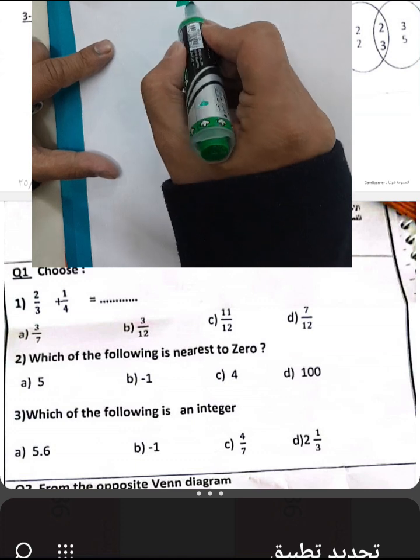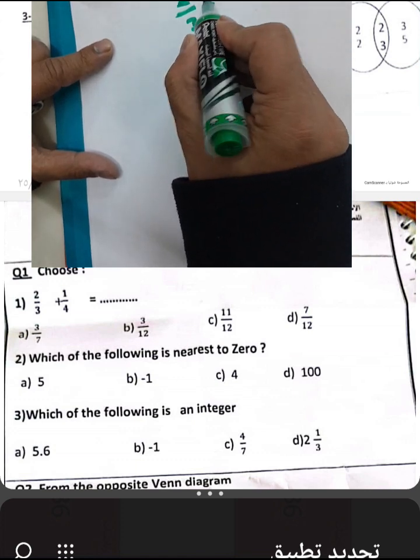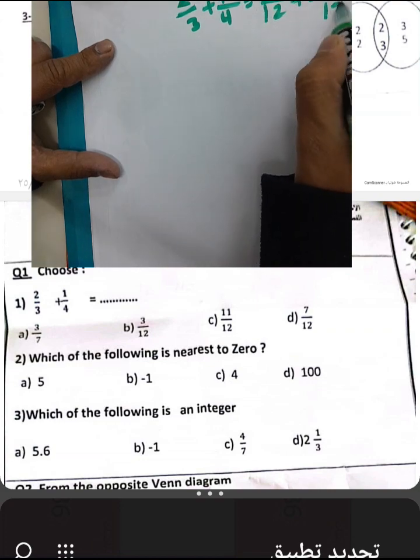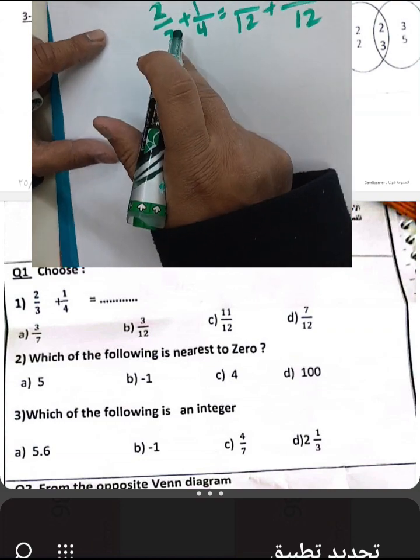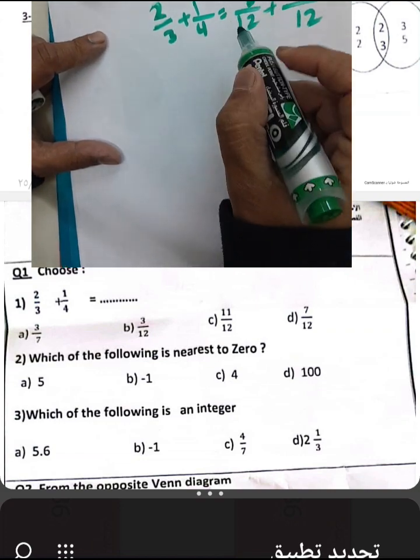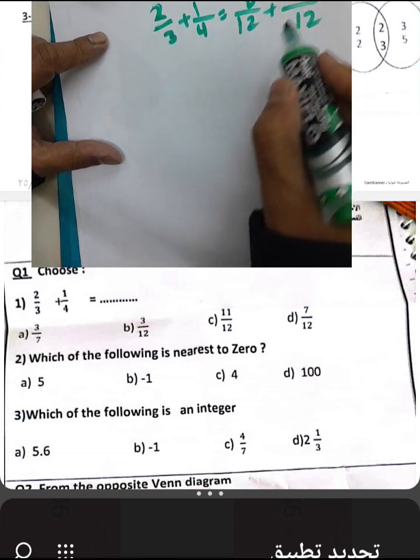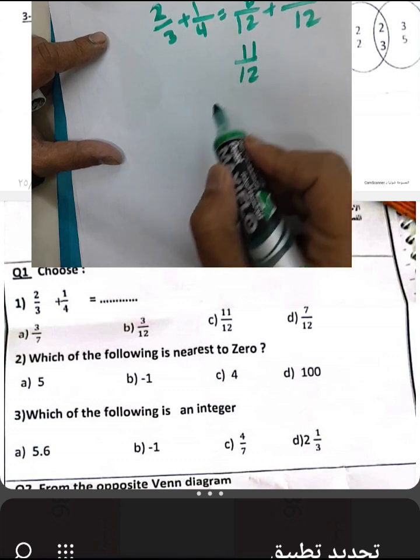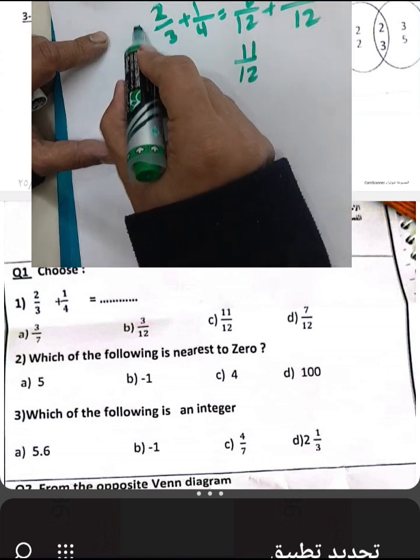Next question. 2 over 3 plus 1 over 4. We can find the least common multiple between the two denominators, 12. 12 divided by 3 equals 4. 4 times 2 equals 8. 3 times 1 equals 3. And the sum of the two numbers, 3 plus 8, will be 11. It was question number 1.